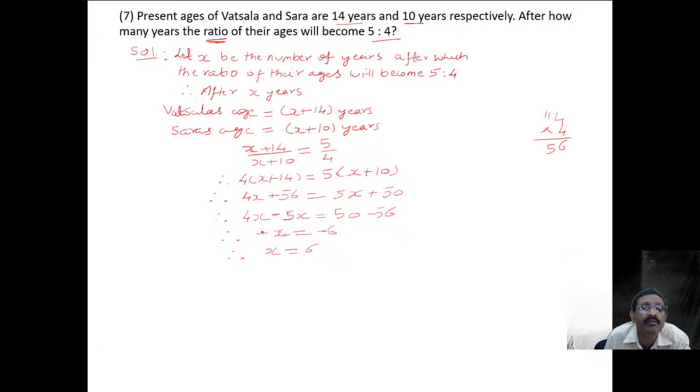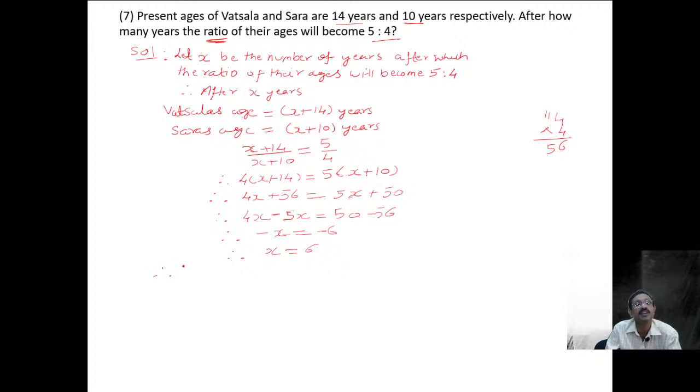Now we have got a variable value which is 6. But what is the ratio? Their ratio will become 5:4 when the value will become 6. That is after 6 years. Because we have assumed a variable x, we said that x be the number of years after which their ratios will become 5:4. So we got this x here. And what is this x? x is nothing but 6. That means after 6 years, their ratio will become 5:4.